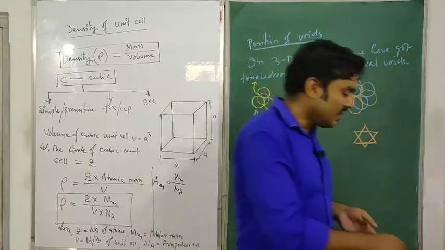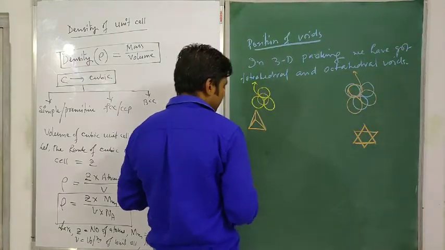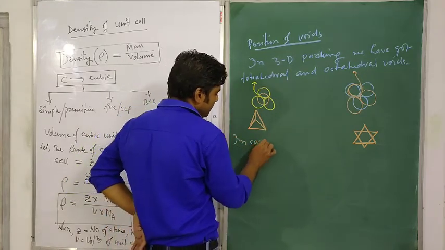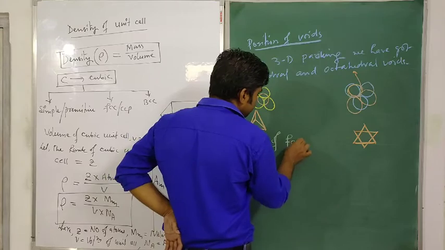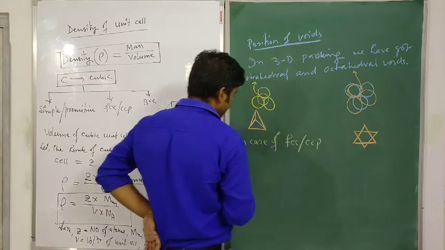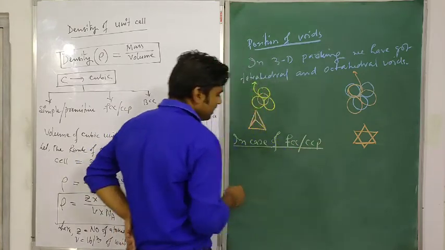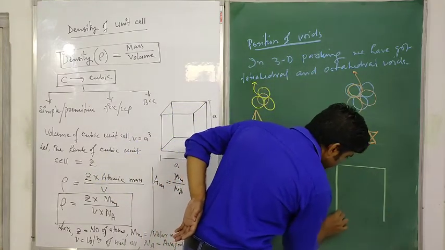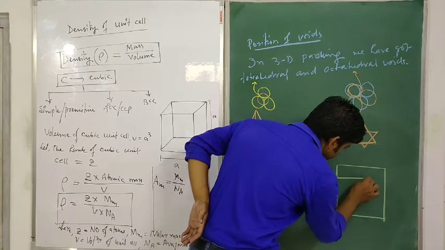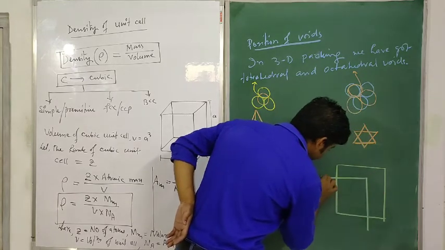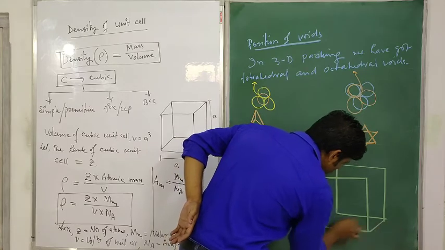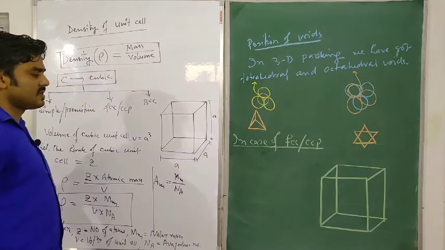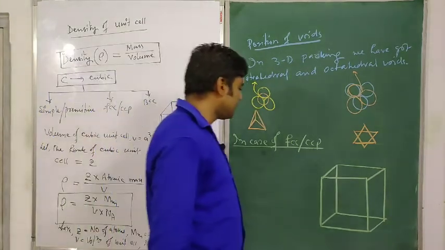So here you write it this way. In case of FCC or CCP, let me draw the CCP here. So this is your CCP, suppose. This is your face-centered cubic close packing, or cubic close packing simply.